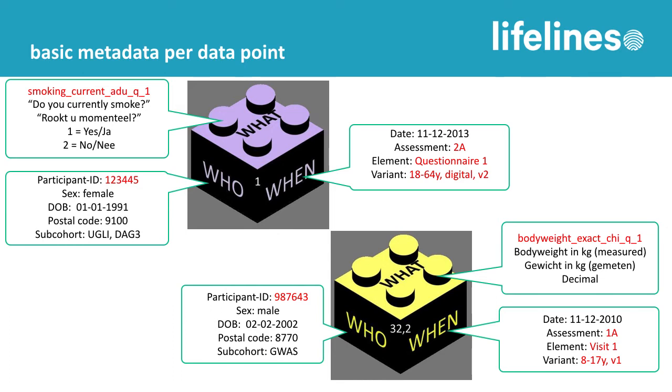So we did that. 32.2 is a young boy in the context of a visit when his body weight was measured. And so each data point comes with a set of very limited but very crucial basic metadata. Nothing extra. There's of course a lot more metadata to be shared, but that will be provided on an aggregated level, for example, in the Wikipedia and in protocols. So that's more aggregated. This basic metadata will be provided for each and every single data point.